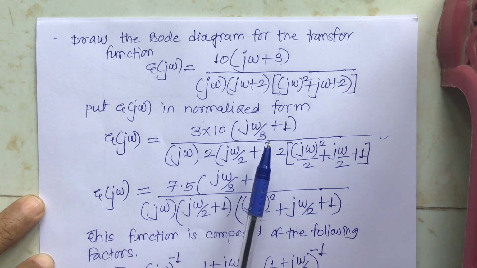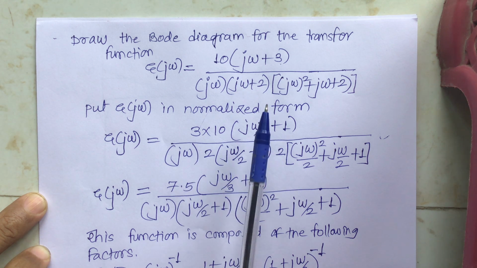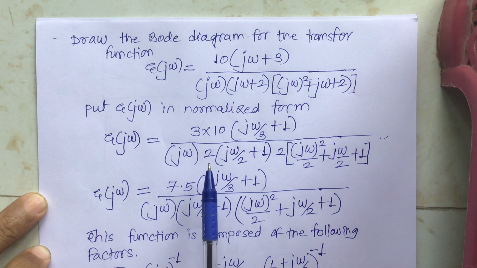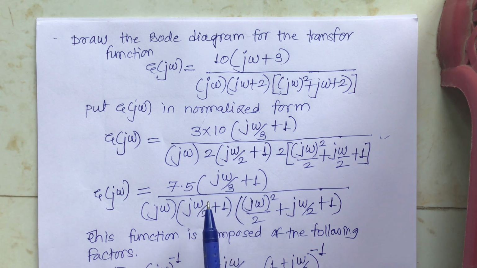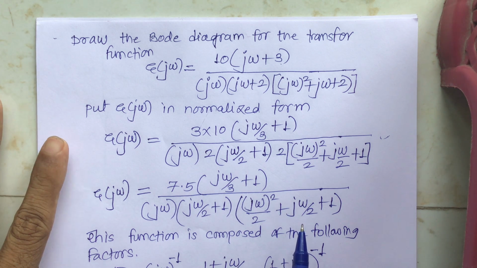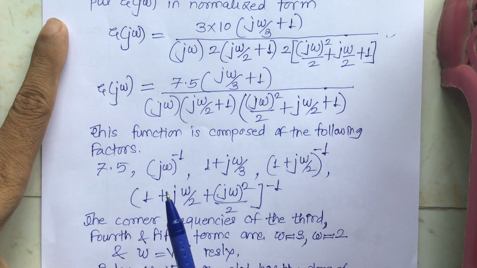For putting it in normalized form, we have taken 3 outside the bracket, 2 outside the bracket, and from this factor 2 outside the bracket. All this we have taken outside, and we have found one factor, that is 7.5. This is a constant gain K. This is one factor, this is another factor, third factor, fourth factor, fifth factor. So these are the 5 factors.